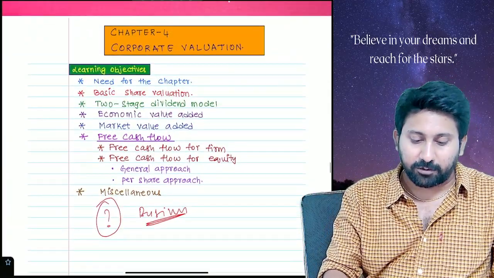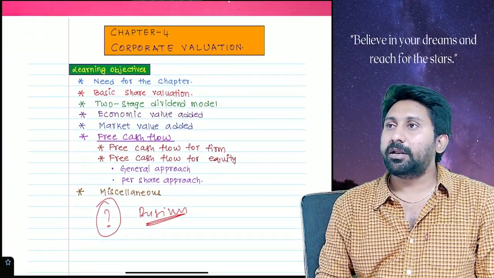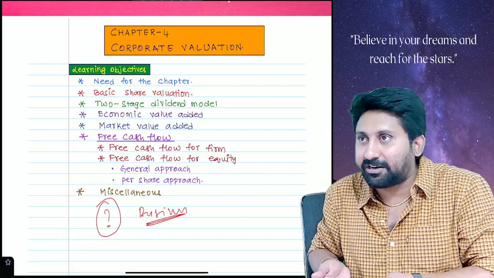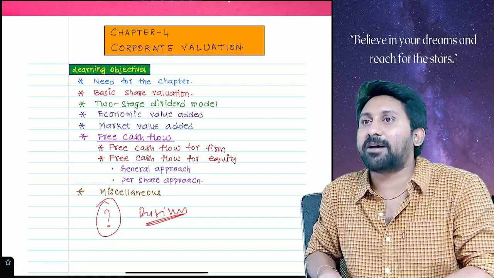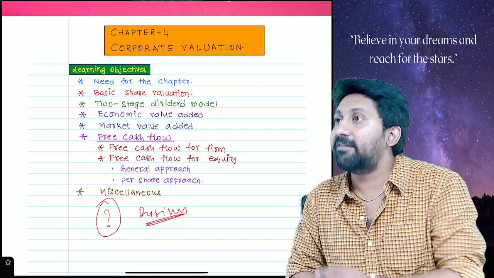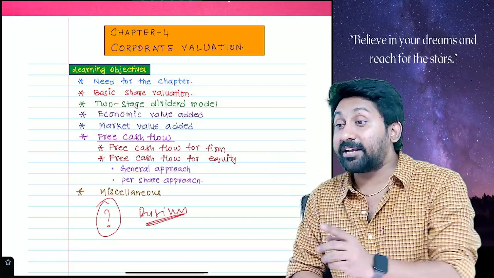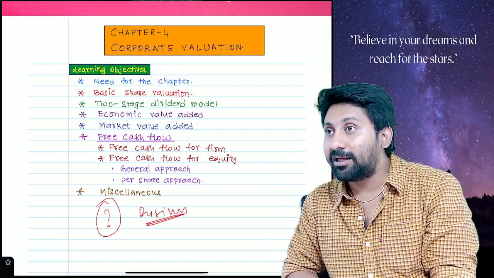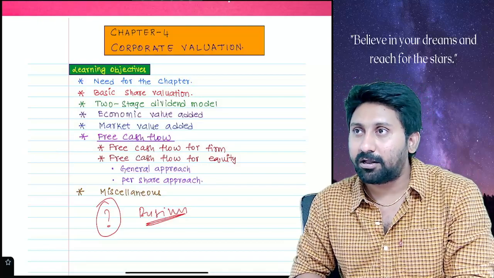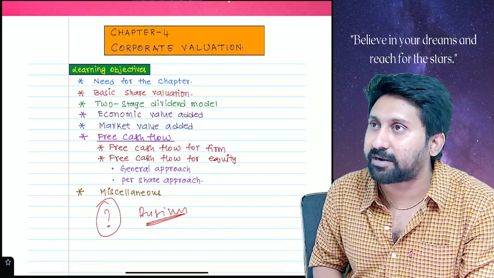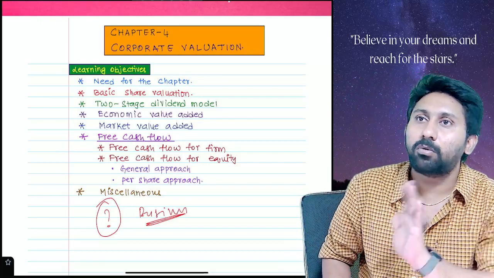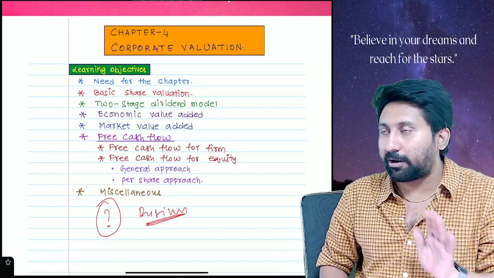Now, what are the learning objectives? The need for the chapter. Till now, what did I say? The need for the chapter. What is the need? Valuing the business. Like valuing a share if there is a chapter, valuing bonds if there is a chapter, for valuing the business also there should be a chapter. For that one reason this chapter came.